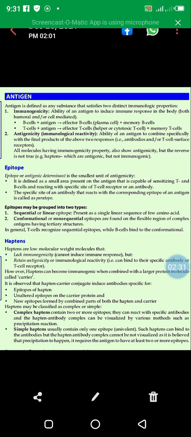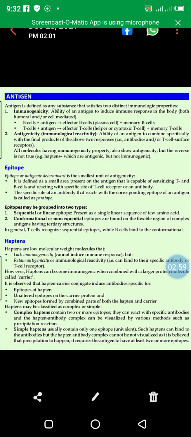Now what is hapten? Haptens are low molecular weight molecules that lack immunogenicity but retain antigenicity. It means they cannot induce immune response, but they do bind to the specific antibody or T cell receptor. However, hapten can become immunogenic when combined with a larger protein molecule called carrier.